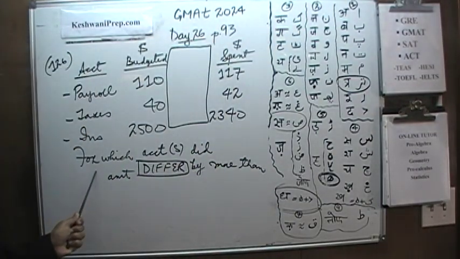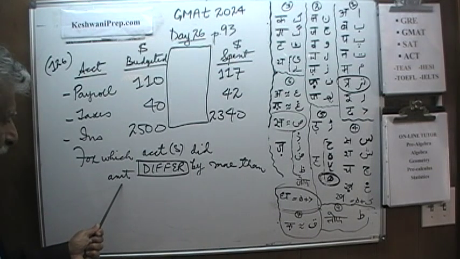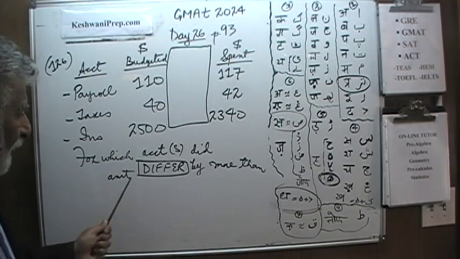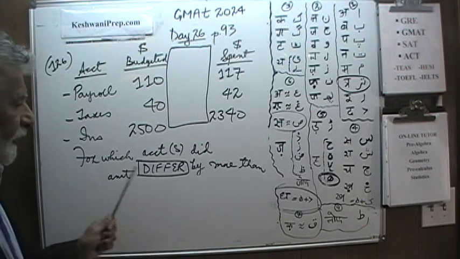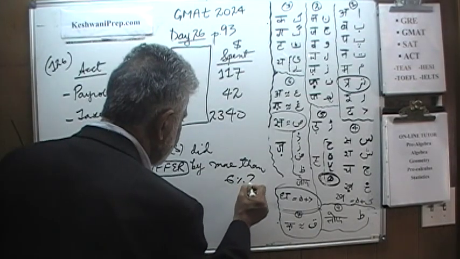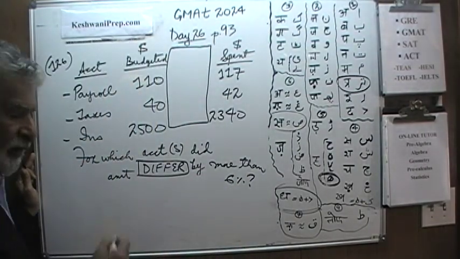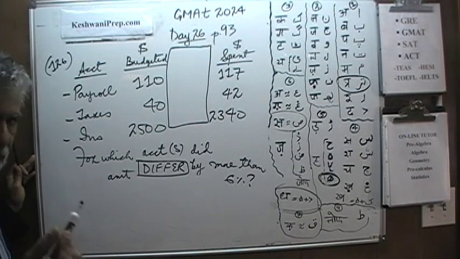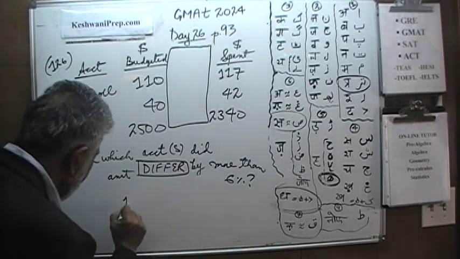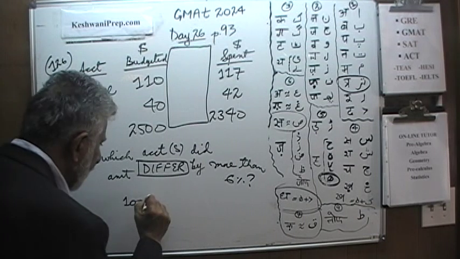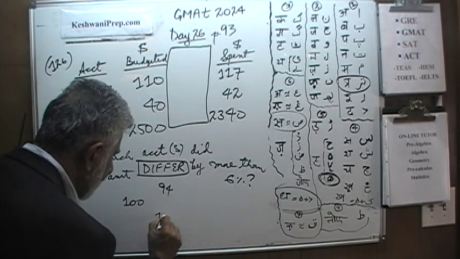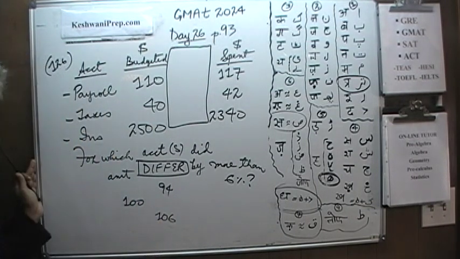It says, for which account did the amount differ by more than 6%? But let's understand the meaning of the word differ. Let me give you a simple example. Okay, 100, a 94, and a 96.